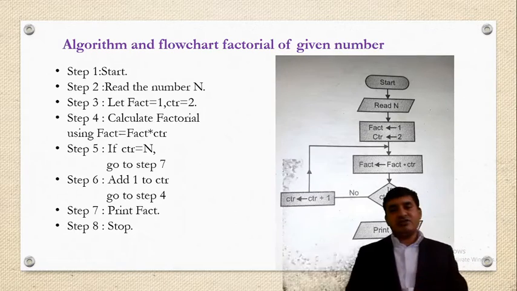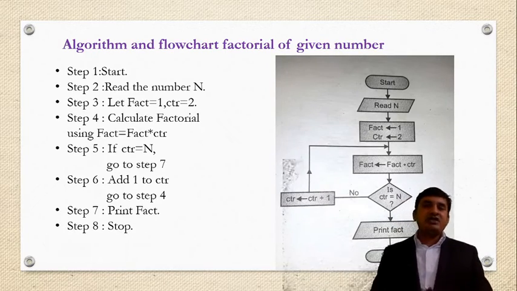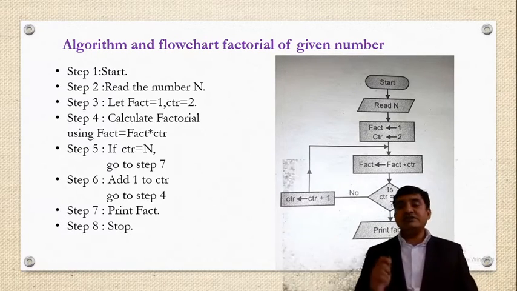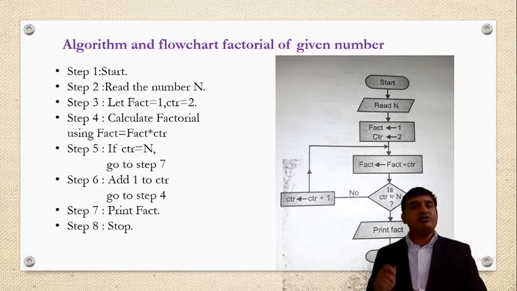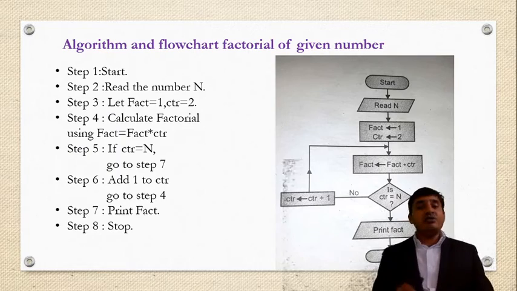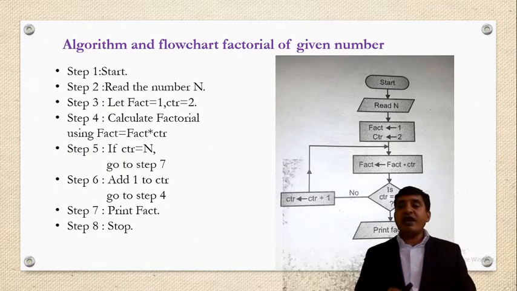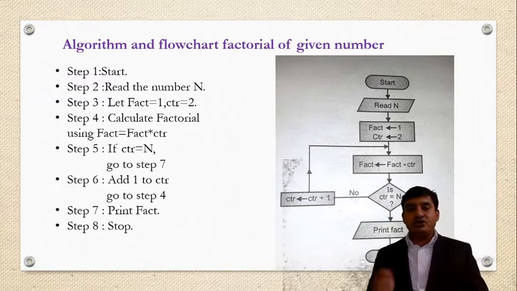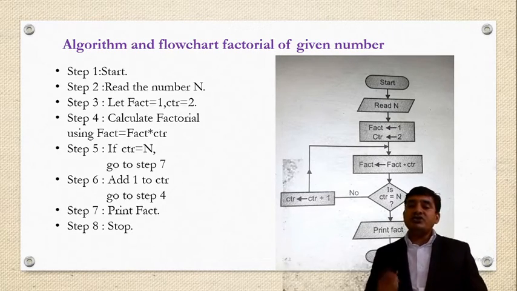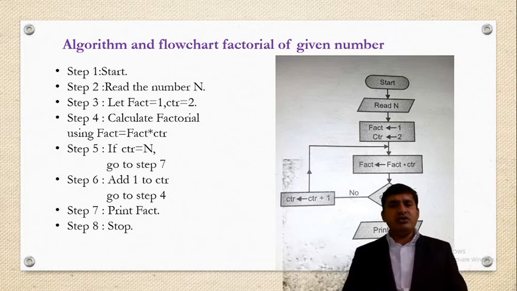Okay, this is the flowchart. First is start, read n, that is the number whose factorial we have to determine. Fact is equal to 1, and counter is equal to 2. Now fact is equal to fact into counter, that is 1 into 2. Now check the condition: is counter equal to n?